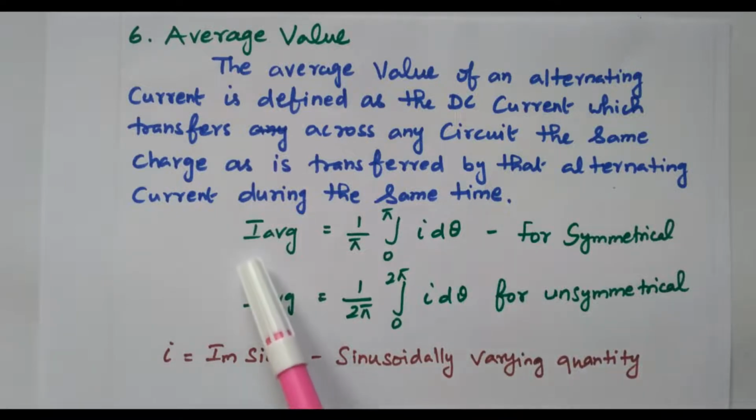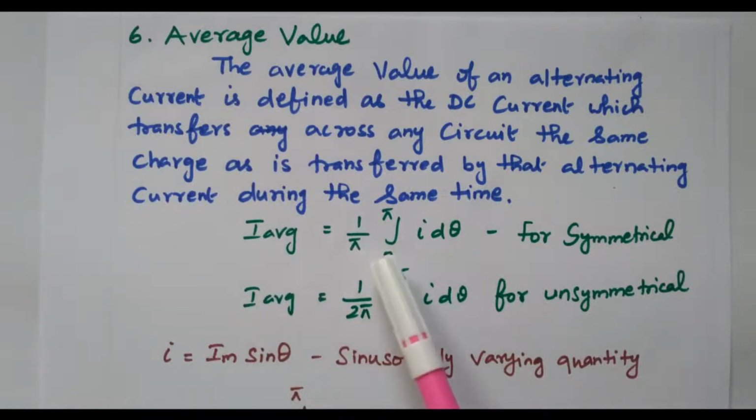So what is the formula? I average. Now we are referring to current. Voltage also we can take. 1 divided by pi, 0 to pi, I d theta, for symmetrical. What is meant by symmetrical? Positive and negative. If you have a positive cycle and a negative cycle, it is called symmetrical. Right? The positive cycle, the same thing will be available as a negative also.